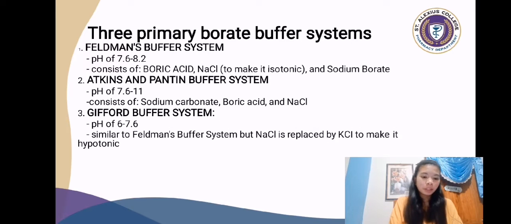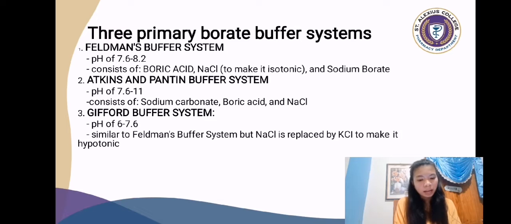There are 3 primary borate buffer systems. So, for the first one, the Feldman buffer system. So, the Feldman buffer system, it has the pH of 7.6 to 8.2. It consists of boric acid and NaCl to make it isotonic, and sodium borate. So when we say isotonic, it is taking place with normal contraction. Para maging isotonic siya, they added NaCl or the sodium chloride.